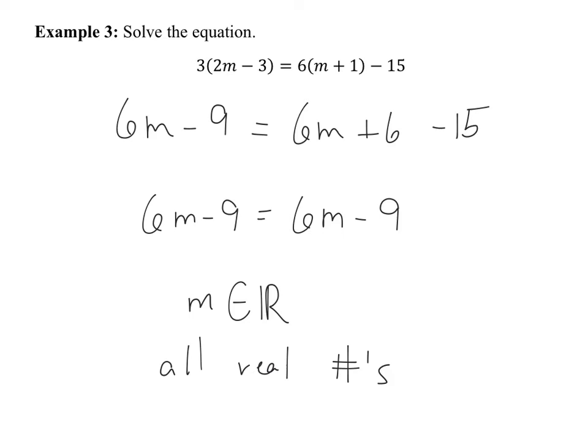Now, graphically, Sarah, remember you asked about graphing the last one? These graphs are identical, aren't they? If you graphed 6m minus 9, it would be a slope of 6 with a y-intercept of negative 9. And the other graph would be the same. They would lie on top of each other. Therefore, every single point is a solution, because those are infinite intersections. Okay? And we're going to see that with systems also.